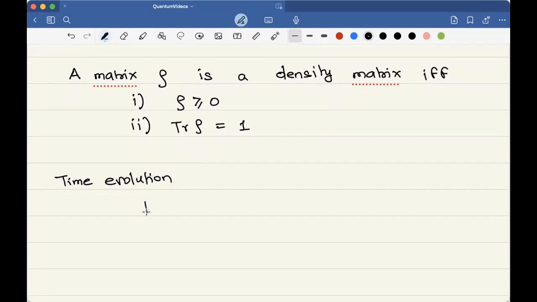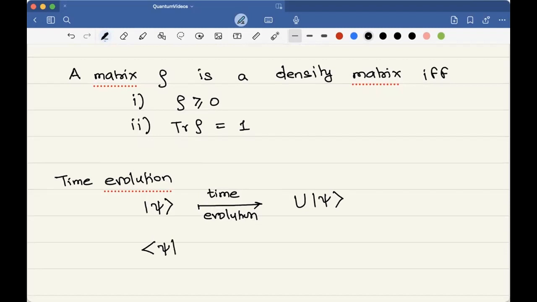When you have a pure state psi and you evolve it using some unitary U, time evolution, this will lead to the state U psi. U is some unitary. And of course, if I take the bra of this, then the time evolution will be the bra psi multiplied by the conjugate of U, which is also the inverse.